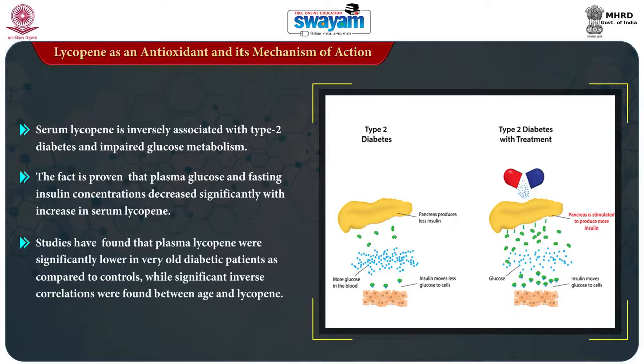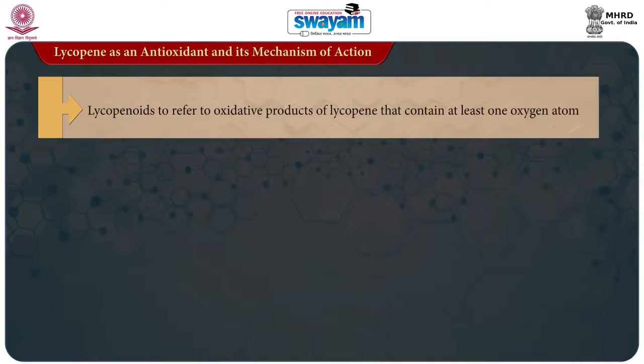Studies have found that plasma lycopene was significantly lower in old diabetic patients as compared to controls, while a significant inverse correlation was found between age and lycopene. Let us now see the oxidative metabolite of lycopene.